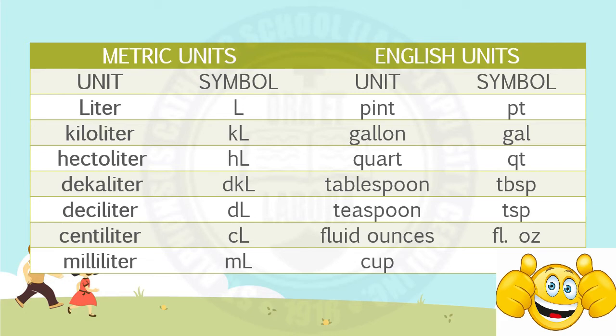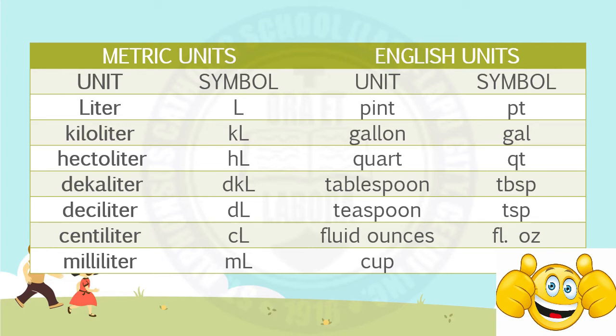English units: pint with the symbol PT, gallon with the symbol GAL, quart with the symbol QT, tablespoon with the symbol TBSP, teaspoon with the symbol TSP, fluid ounces with the symbol FL.OZ, and so on. There are lots of other things we can measure, but those are the most common.